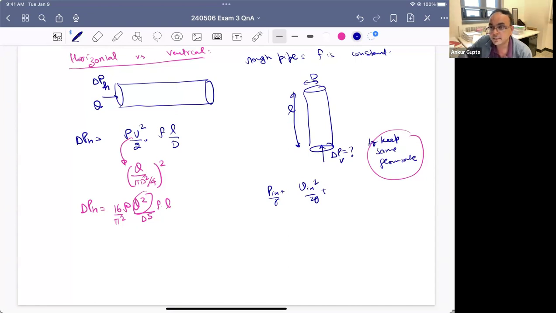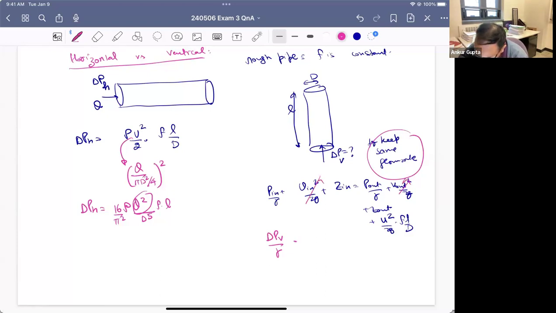I'm in the modified Bernoulli's case because I'm no longer in the horizontal pipe. So I have p_in by gamma plus v_in squared by 2g plus z_in is equal to p_out by gamma plus v_out squared by 2g plus z_out plus u squared by 2g into fL by d. Now again, I get delta p_v by gamma here. This cancels out because p_in minus p_out is delta p_v, which is equal to z_out minus z_in, which is L, plus u squared by 2g into fL by d, and this is again Q by pi d squared by 4.